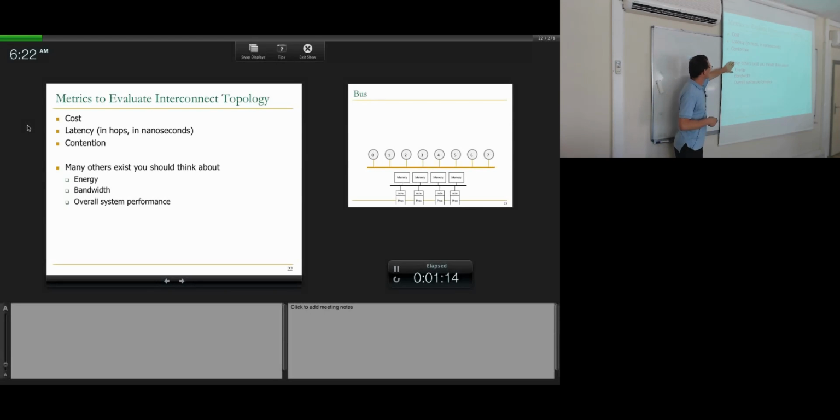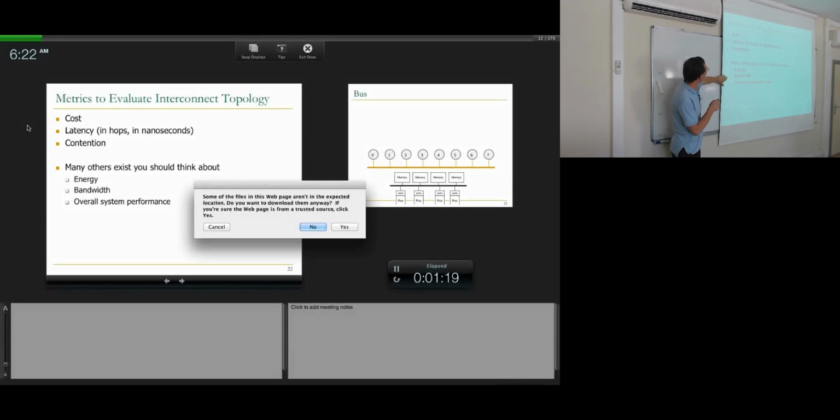And there are many others that exist that you should think about. I'm not going to cover a lot of these. I'm going to evaluate many topologies based on this in the next hour, I think. Energy, bandwidth, and overall system performance. And we're going to come back to energy and overall system performance later on.